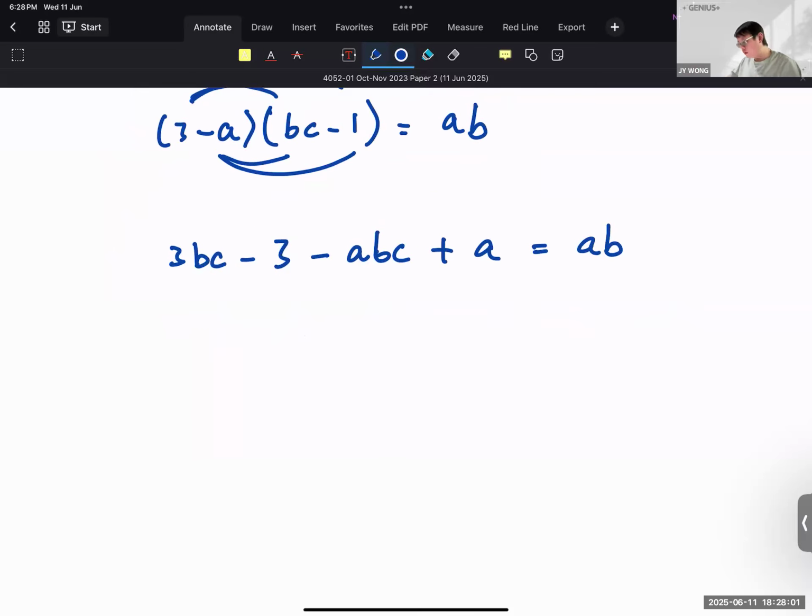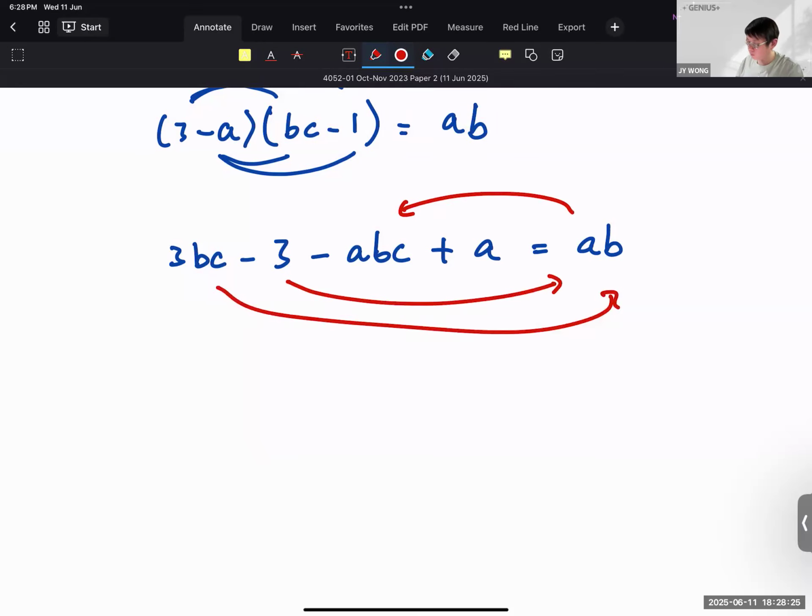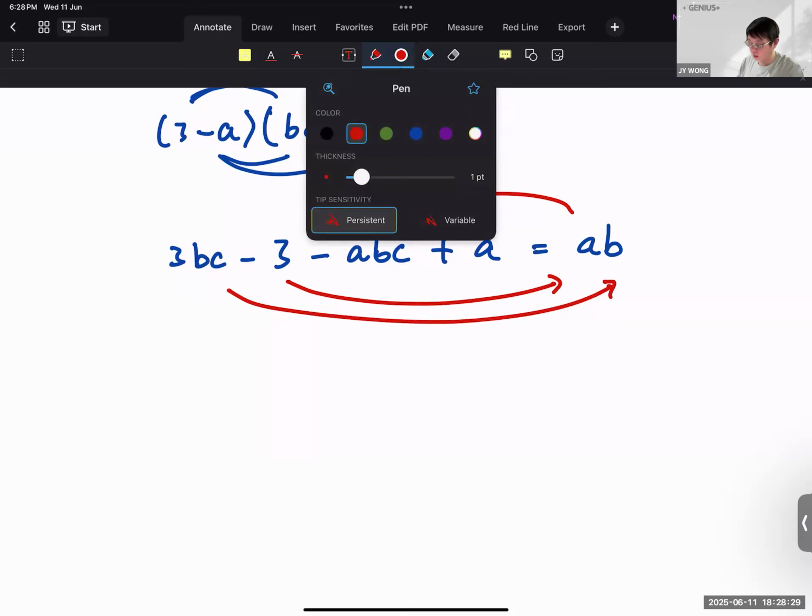From here, you should always move the terms that contain A to the same side. Correct? So what are the terms that contain A? The terms that contain A are ABC, negative ABC, positive A on the other side, AB. So you can either move them to the left or you can move them to the right, up to you. I will show you both answers later on. So I move this over, I move this over, I move this over. That's what I will do here, but you can also do it the other way.